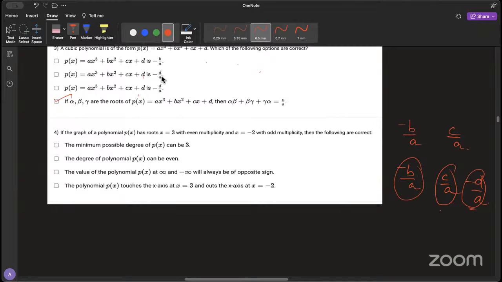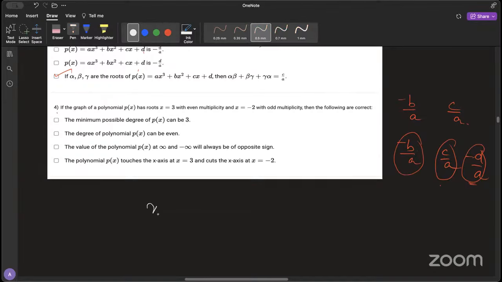And I don't know about the first three options. What are they talking about? Coming to this one: if the graph of the polynomial p(x) has roots x equals 3 with even multiplicity, so you have one root as x minus 3 with even multiplicity, and x minus 2 with odd multiplicity. So the other factor is x plus 2, yes.